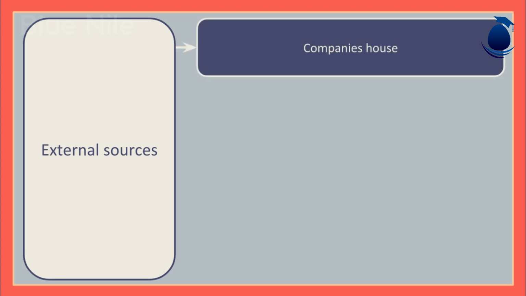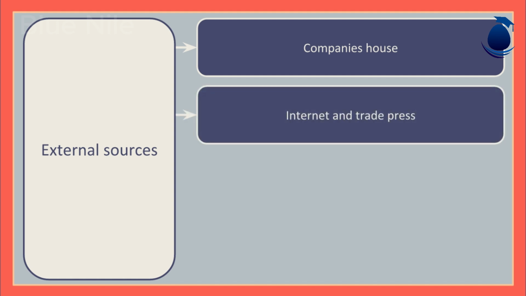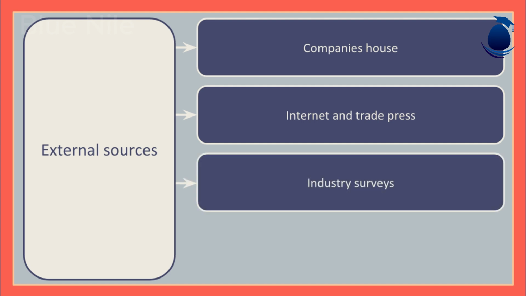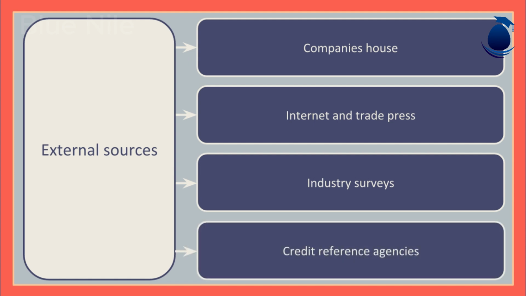External sources will give you some independent information about the client. These include Companies House, where information on the structure and financial statements can be found. The Internet and trade press, where auditors may find events relating to the client that may be relevant to the audit and the financial statements. Industry surveys and credit reference agencies will also give relevant information on how they've been performing and their financial position.